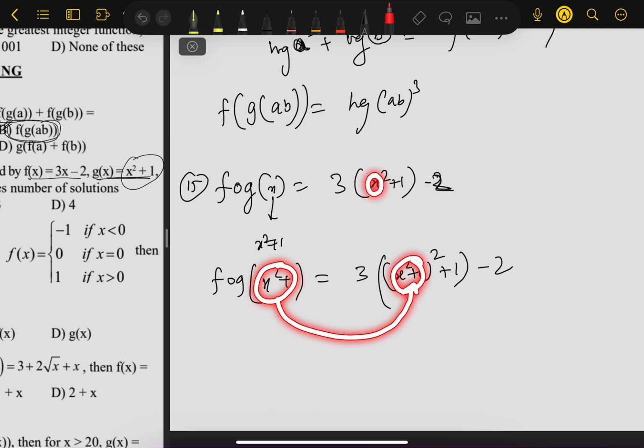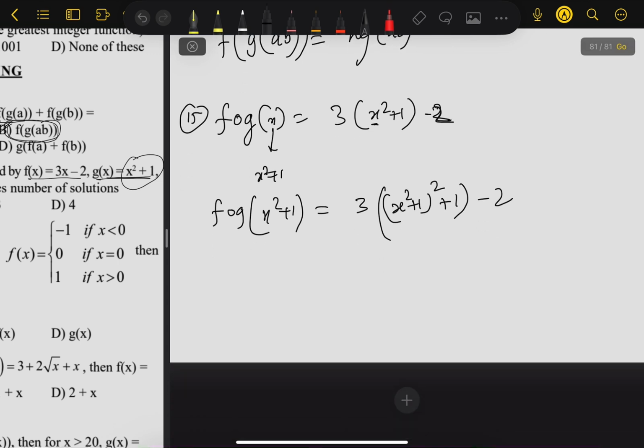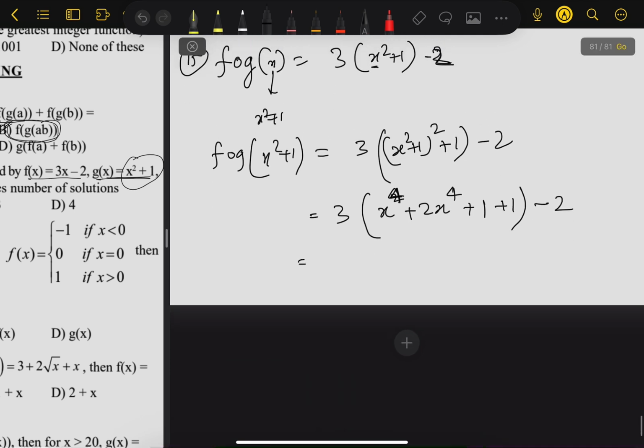Previously it was x only. So in place of x we are putting x square plus 1. X square plus 1 here, right? So now simplify it. So 3 times this you can write down x raised to 4 plus 2x square plus 1 plus 1 minus 2. So this is equals to 3 times x raised to 4 plus 2x square plus 2 minus 2.